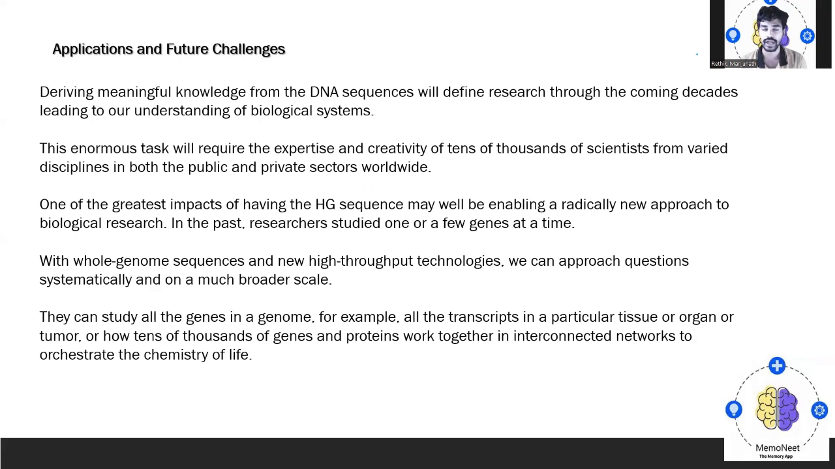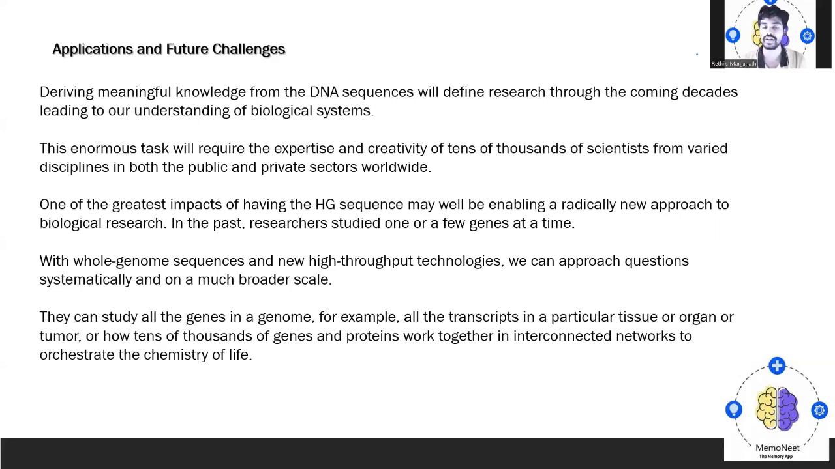So the applications and the future challenges that came up with this human genome project are, one thing, we were able to have clarity of the DNA sequence, and that will help in research through the coming decades, leading to understanding the biological system of a living organism. Then it also ensures a task that will require the experience and creativity of tens of thousands of scientists from various disciplines in both the public and private sectors worldwide. And one of the greatest impacts of having the human genome project sequence was enabling a radically new approach to biological research.